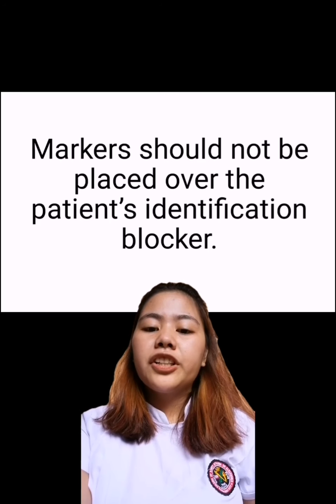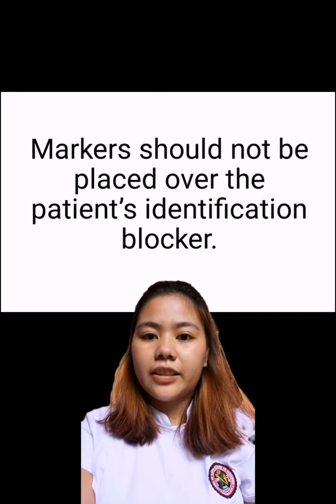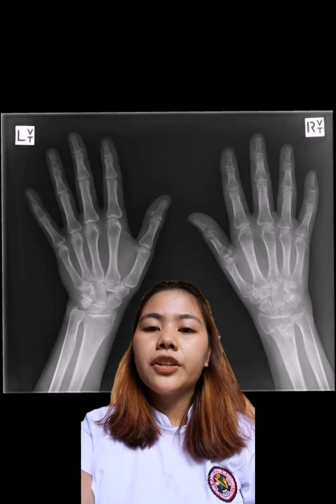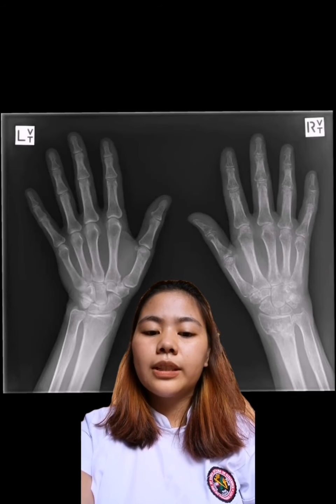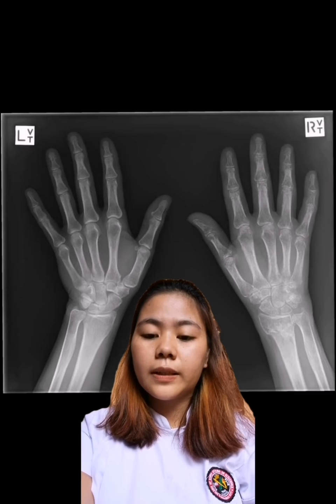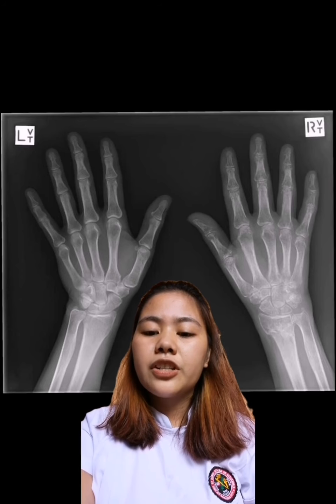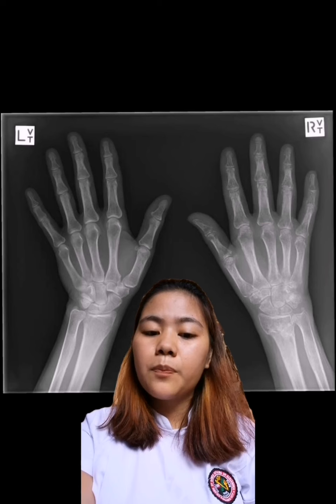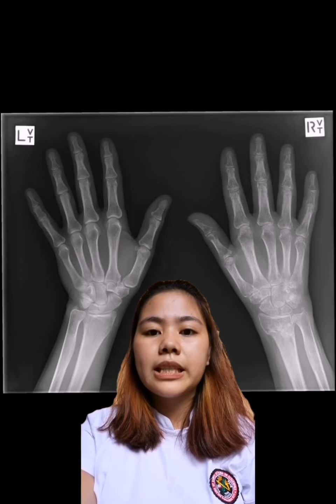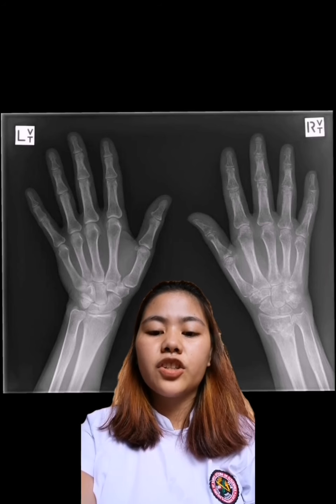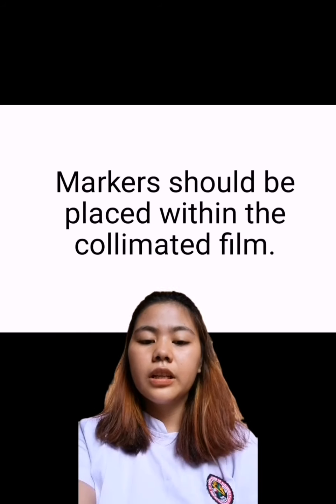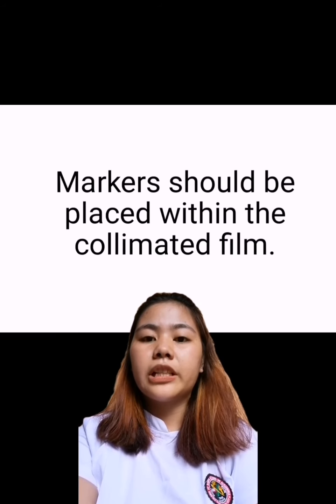image. Markers should not be placed over the patient's identification blocker. The lead marker in radiographic cassette is also known as the patient's identification blocker, kung saan dito nilalagay ang patient's information as per example, the patient's name, date of birth, type of examination, and the date of examination, so on and so forth. Markers should be placed within the collimated film.